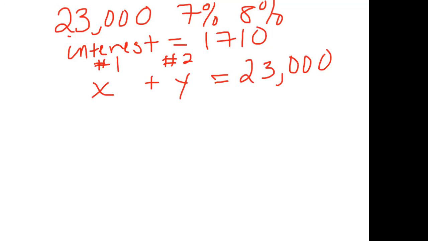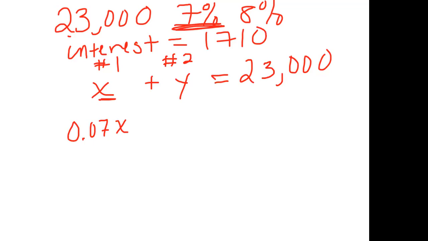Now, to calculate the interest you earn in an account, you want to take the interest rate and multiply it by how much money was invested. So for the first account, it was invested at 7%. 7% as a decimal, guys, is 0.07, and you multiply it by the amount invested. That will give you how much interest you've earned on the first account.